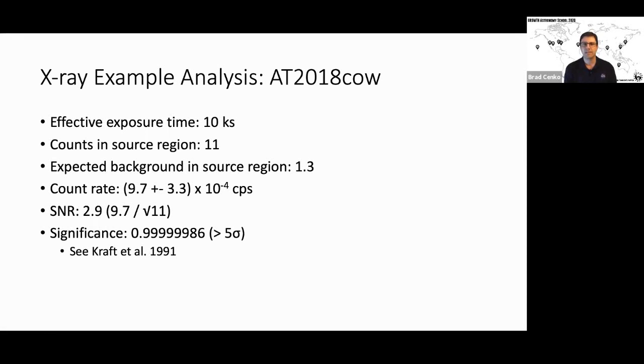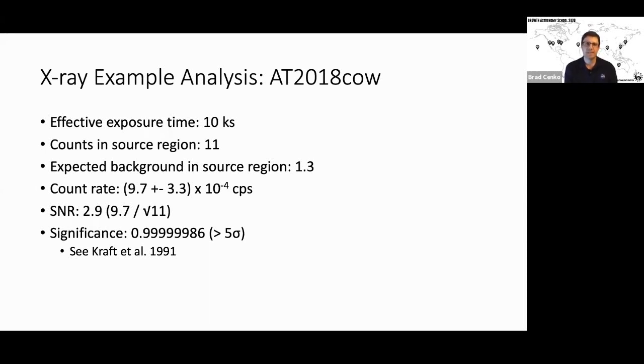And by taking the square root of the number 11, which is the number of counts in our source region, this gives you the uncertainty in the number of counts in our source region. So in this particular observation, 9.7, or roughly 10 counts, corresponds to a signal to noise ratio of about 2.9 actually. So this is a 3 sigma measurement of the count rate, the flux from this particular source.